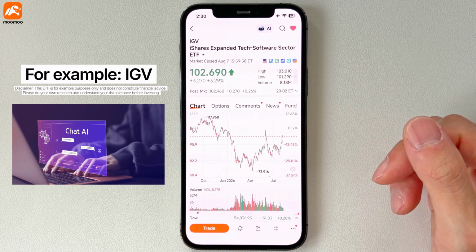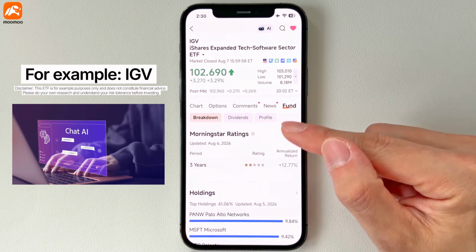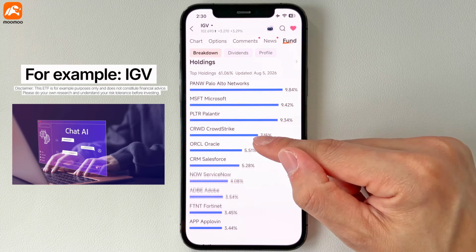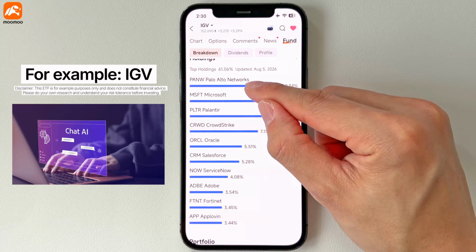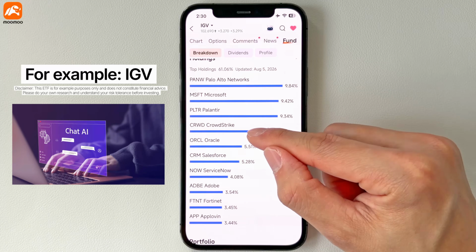Let's find its holdings. I'm going to search for IGV. Then go to Fund, then Holdings. The top holdings are names you probably recognize: Palo Alto Networks, Palantir, Microsoft, and CrowdStrike.